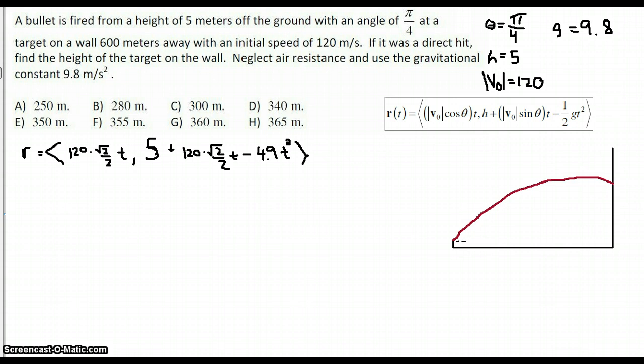And so we have that the wall is 600 meters away. And the question is, find the height on the wall that the target was. It hit the target, direct hit. Find the height on the wall.